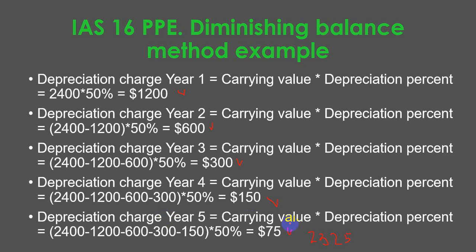So that's correct. As you can see, we have at the end of the 5th year residual value of $75 because our purchase price, our initial cost, is $2,400. Sorry, a little bit messy, I'm sorry for this. So we have a residual value of $75.